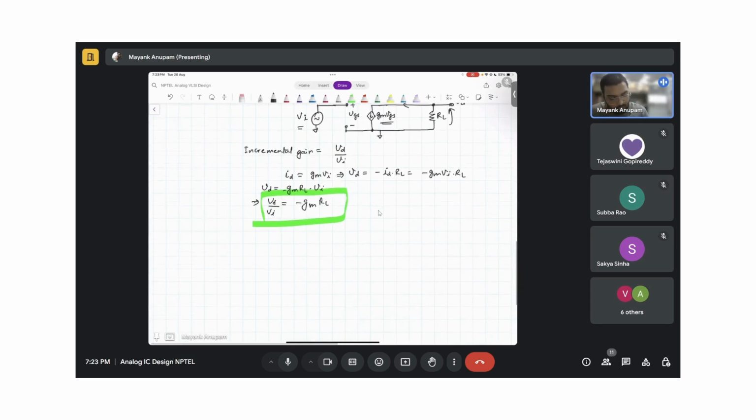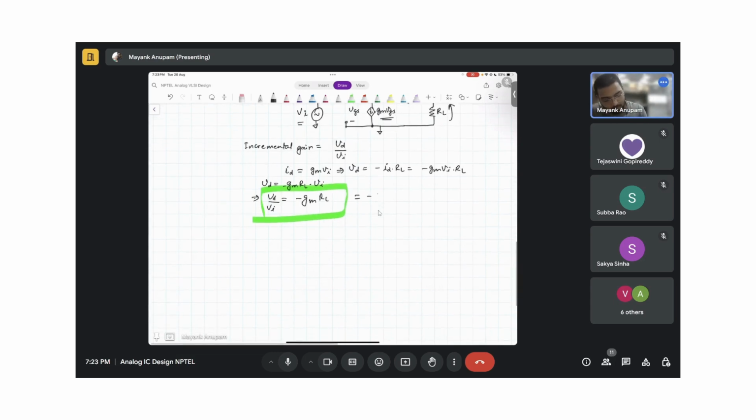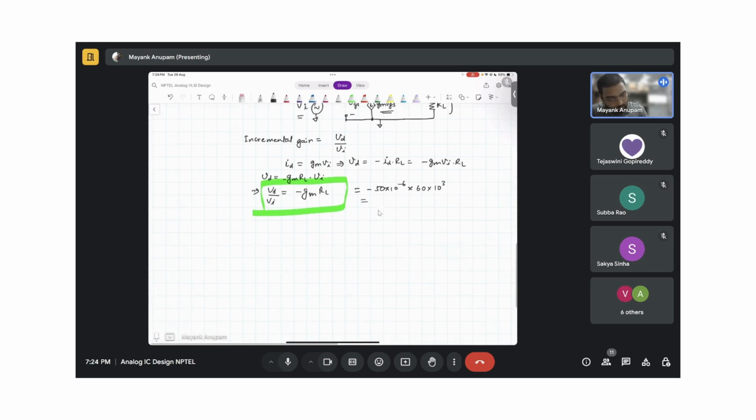So this is the small signal gain. So in terms of values, what will be the value here? 50 microsiemens, right? Into RL was how much? 60k, right? 60 into 10 to the power 3. So 3 and minus 6 becomes minus 3, right? 5 into 6 is 30, so this is minus 3. The gain is minus 3, isn't it? The gain is minus 3.